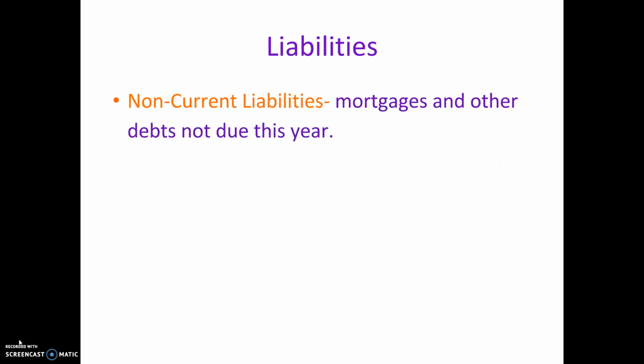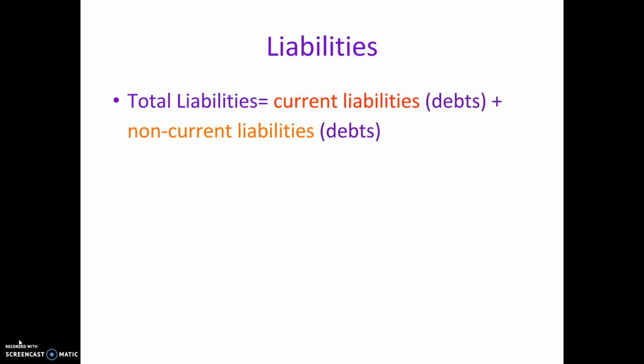So non-current liabilities are the opposite of current liabilities, okay? This is going to be anything that's due after this year is over. Anything that's not due this year is considered non-current. So that's going to be the part of the mortgage that's due after this year and anything else that you might have that's due after this year. Our total liability is very similar to total assets. It's going to be current liabilities plus non-current liabilities.